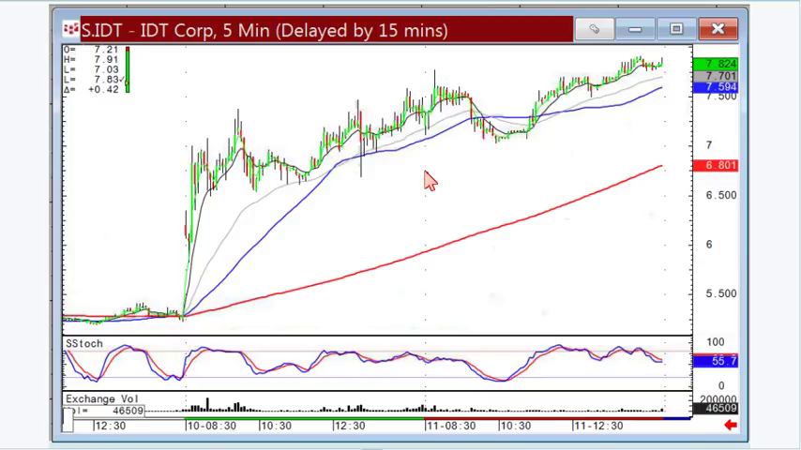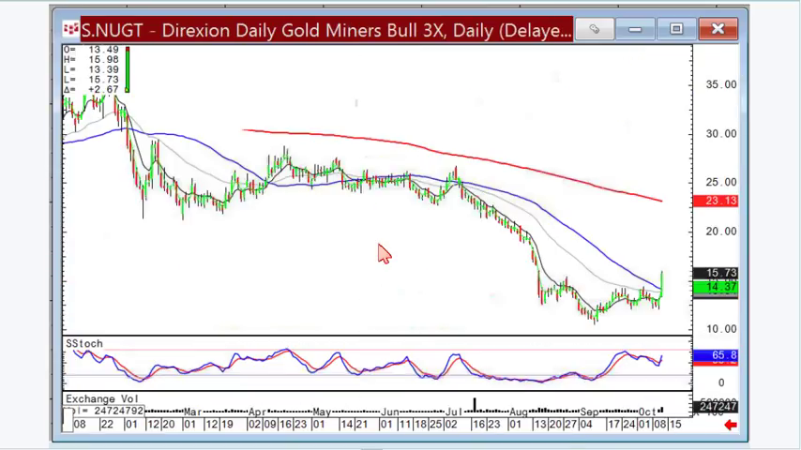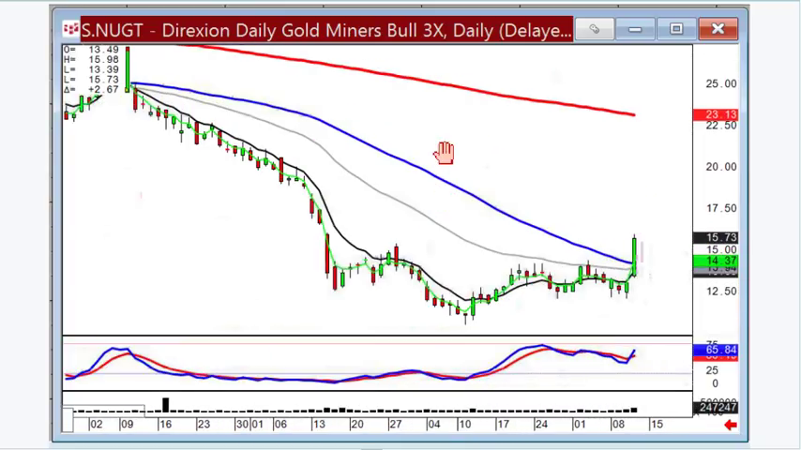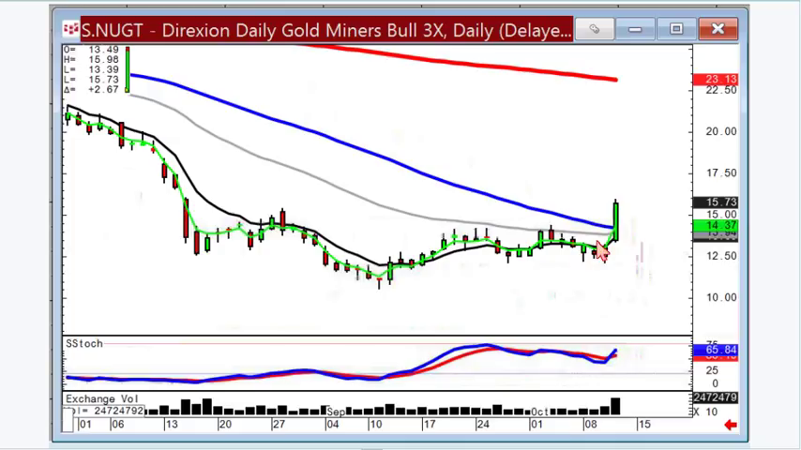Okay, let me go right to the golds. The golds were all acting well. Let's get back to the daily charts. You can see what happened in Nugget today. It did a bullish engulfing, kind of a left-right combo. Left-right combo is one of your strongest reversal signals. Then a gap up. That alone is a good bullish indicator.